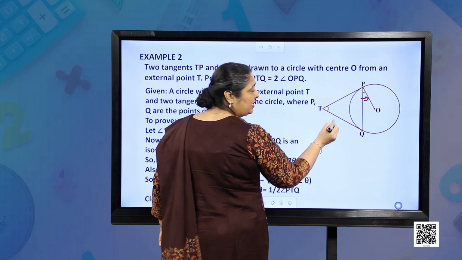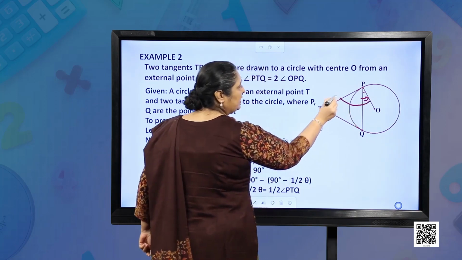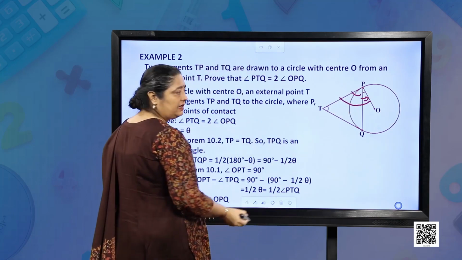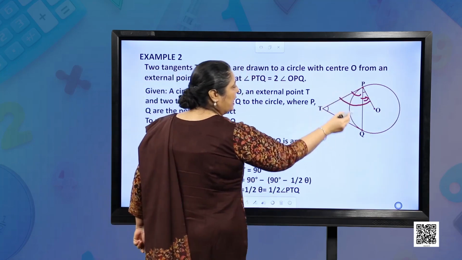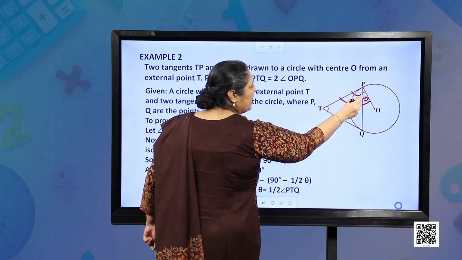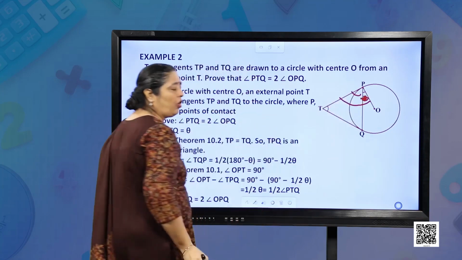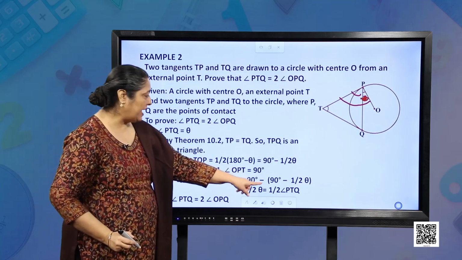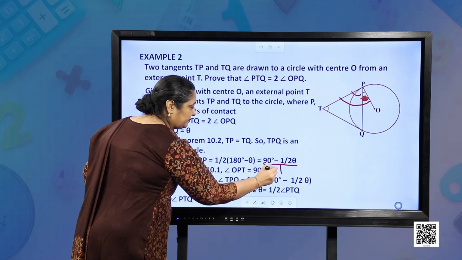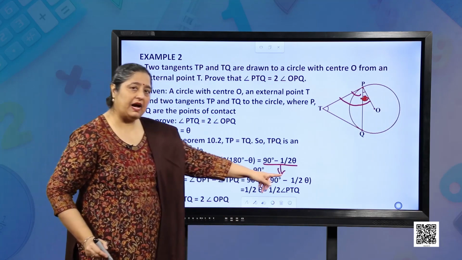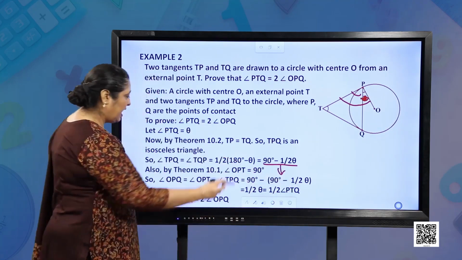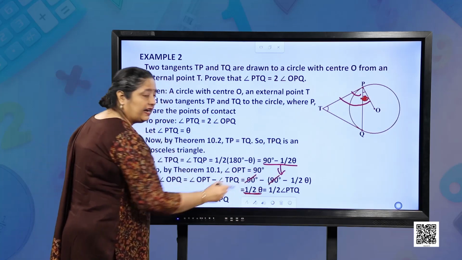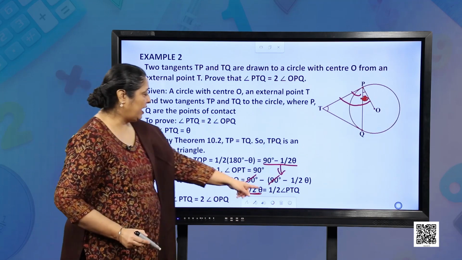What is this angle? This angle is this complete angle minus this angle. OPT minus QPT makes the smaller angle. So, this angle is 90 degree minus this portion, 90 degree minus half of theta, and we have half of theta. Why? Because 90 degree and 90 degree cancel each other, and we have half.